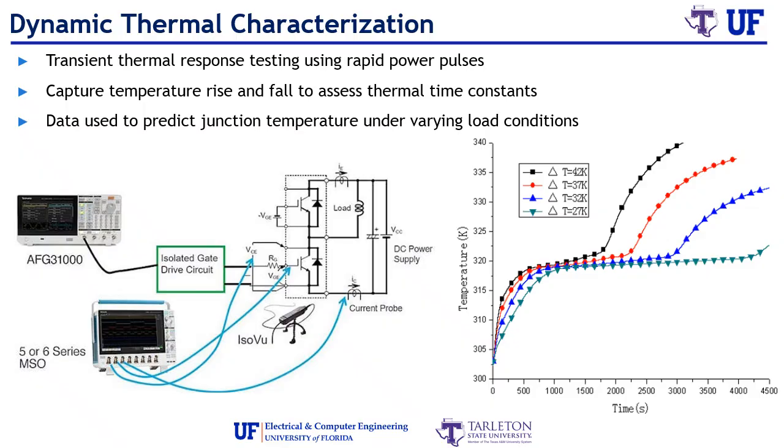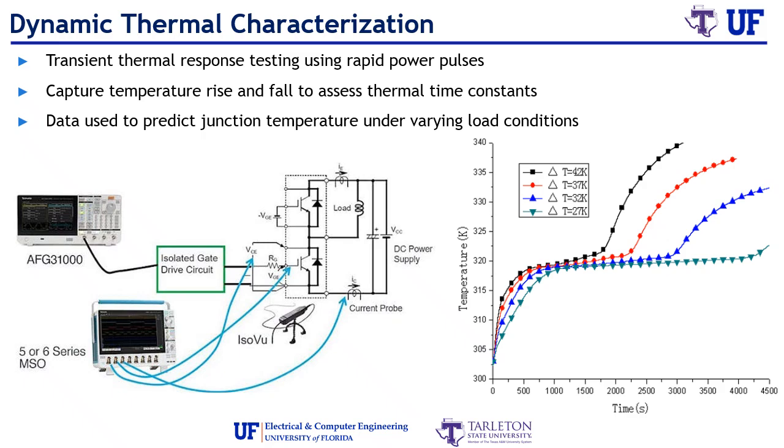Dynamic thermal characterization focuses on the transient behavior of semiconductor devices, how temperature changes over time when power levels fluctuate. In this method, devices are subjected to rapid power pulses, allowing engineers to observe how quickly heat is generated and dissipated. These short bursts simulate the switching conditions found in real electronic systems, such as power converters or RF amplifiers. By measuring how temperature rises and falls during these pulses, researchers can determine the thermal time constants of the device. These constants describe how fast the device responds thermally to power changes and help model transient heating effects.